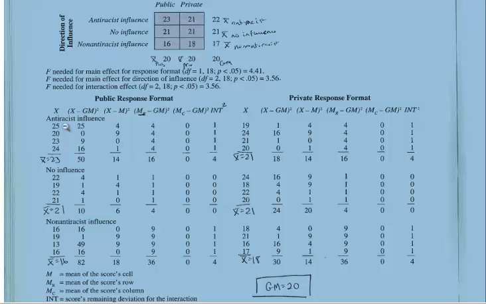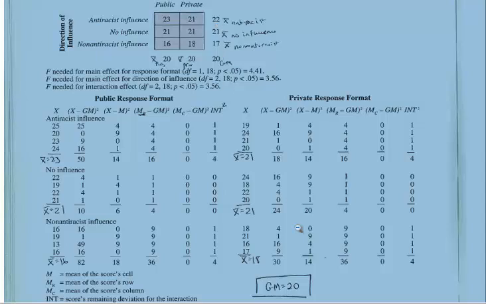So I'm going to add up 25 plus 20 plus 23 plus 24 plus 19 plus 24 plus 21 plus 20, and I'm going to divide that by my total number of observations in the anti-racist influence, which is 8. That will give me a mean of 22. That is the mean for the anti-racist influence. So I'm going to use that mean of 22 for this row to help figure out how far away the row mean is from the grand mean.